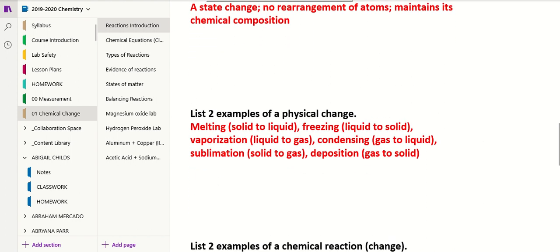So these are all physical changes. These are all state changes. Now, what about chemical reactions? What are some examples of chemical reactions that you know? Metal rusting. Rusting, okay, good. What else? Burning something. So has anybody ever been to a bonfire? Yeah. Burning wood.